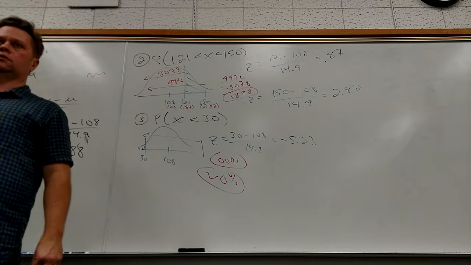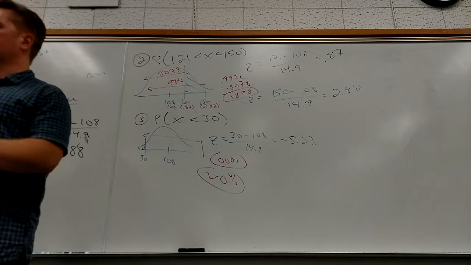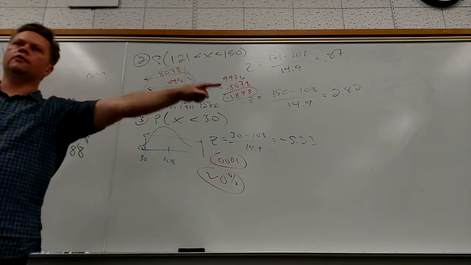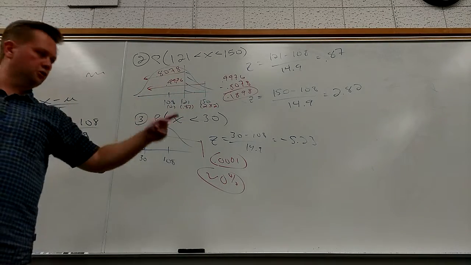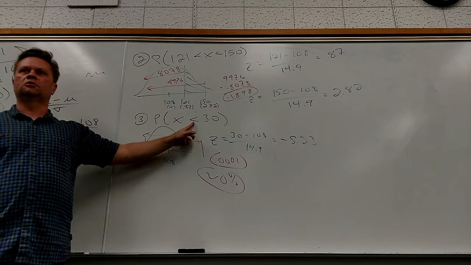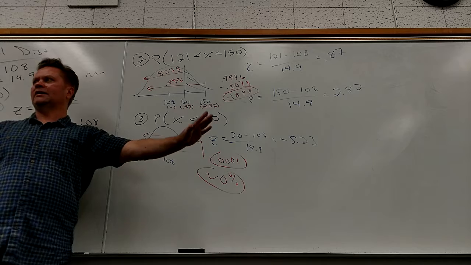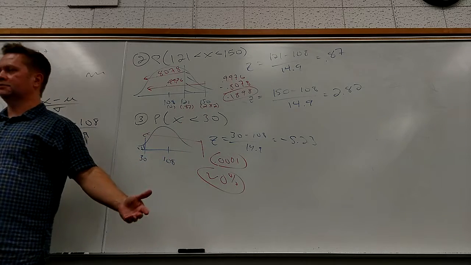100%. Theoretically, it'd be 0.9999, but we know it's 100%. Once you get that far off, it's going to be basically 100 or basically 0. What if I would have said greater than here? What percentage of the data is bigger than this? 0.9999, or basically 100% of it?